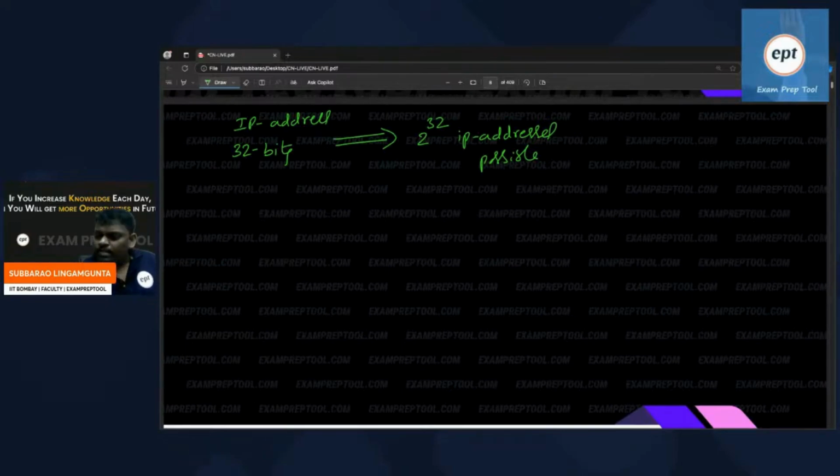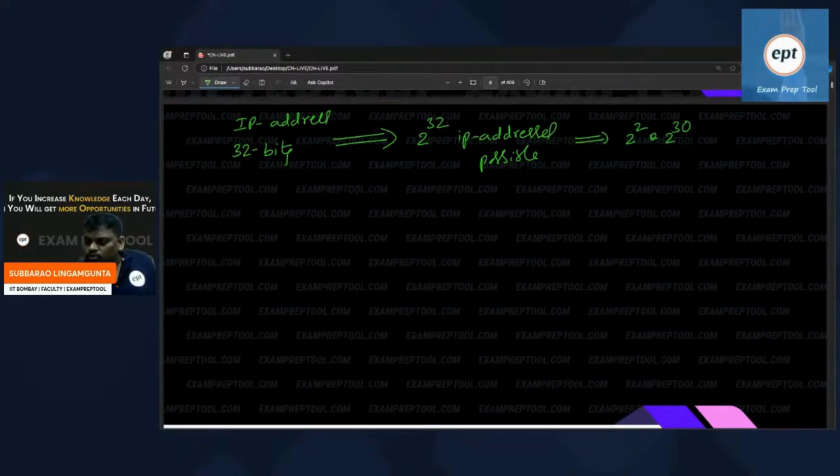Can you guess this? 2 power 32 can be written as 2 square into 2 power 30. 2 power 10 means K, kilo. 2 power 20 is M, mega. 2 power 30 is giga.